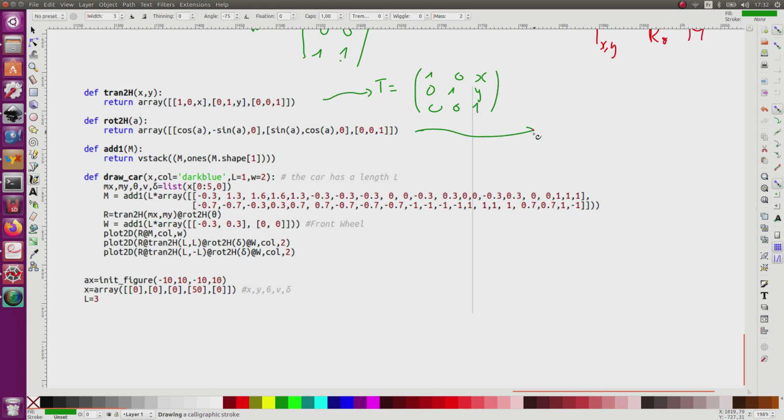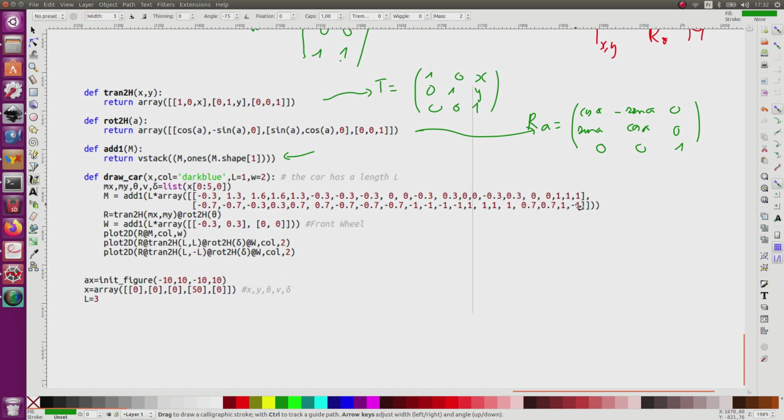The rotation by an angle A, as given previously, is given by cos A, minus sin A, 0; sin A, cos A, 0; 0, 0, 1. This is this matrix. Then here is a function which adds 1 everywhere.